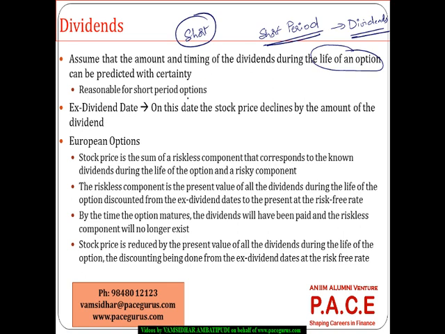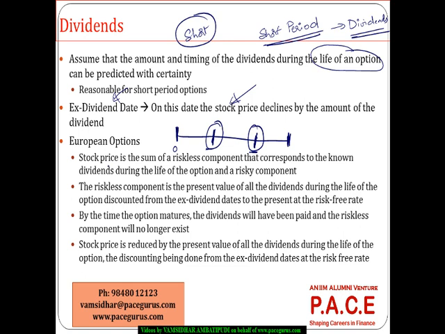Now, we know the definition of an ex-dividend date, which is the date on which the stock will start trading without the dividend, which means the stock price declines by that much of the dividend that is going to be declared. So when I am expecting some dividend, this is the stock price today, this is the expiry of the option, and I am expecting that the dividends are going to be declared here and here during the life of the option. Now, what we are saying is the amount and timing of these are reasonably known.